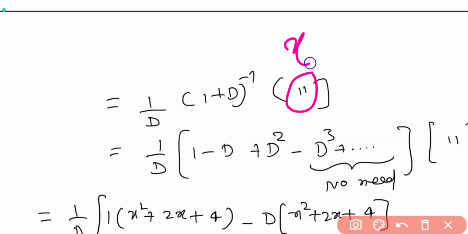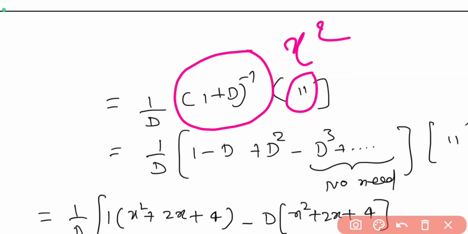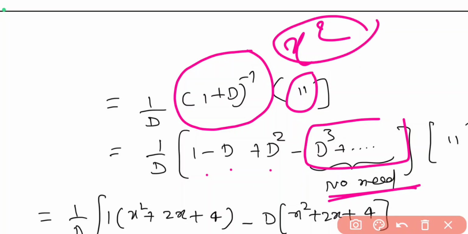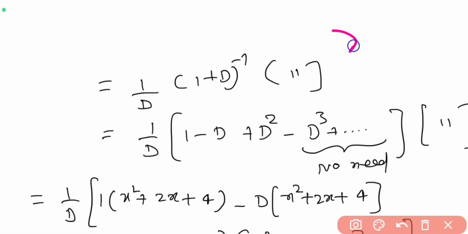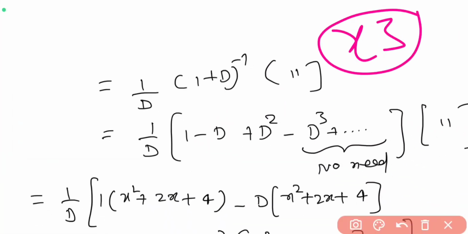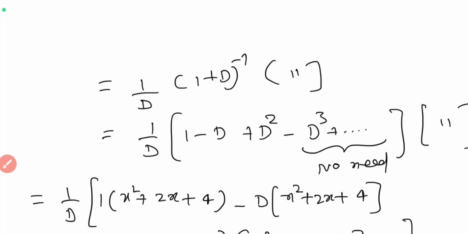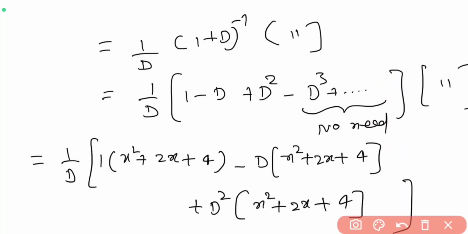So this x square is the maximum power in the polynomial. So when you expand this 1 plus d power minus 1, you will expand till 1 minus d plus d square, and after that plus d cube and all will come. That is no need in this question, because I know my maximum power is restricted till x square. If in the question itself it is x cube, then we have to do it, but right now it's all right. So this d cube term, this entire term, is not needed.